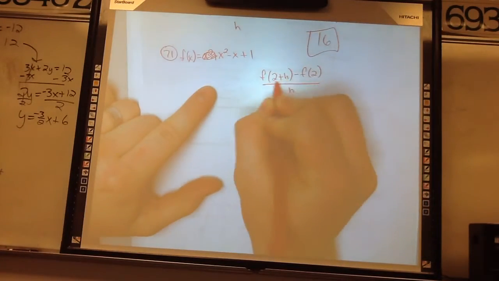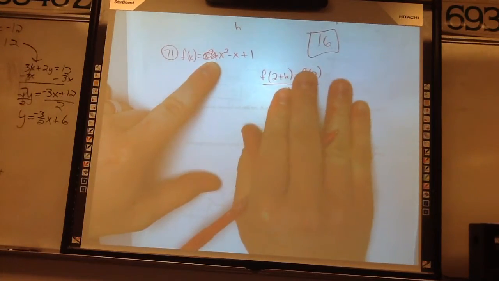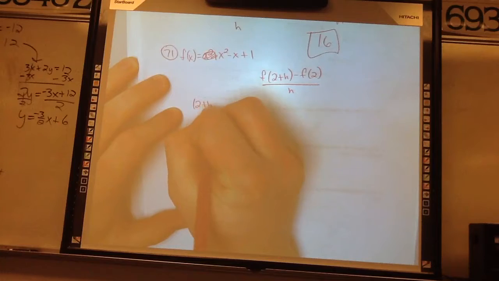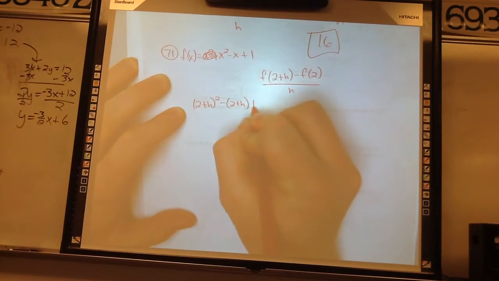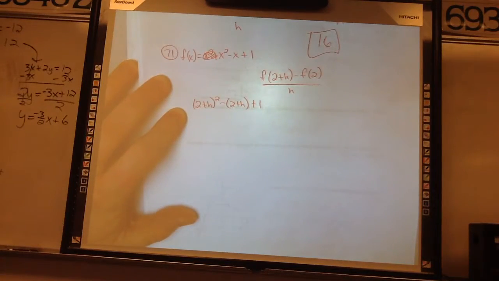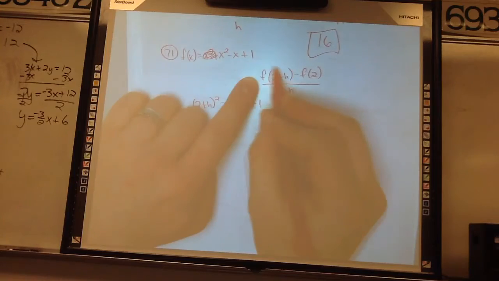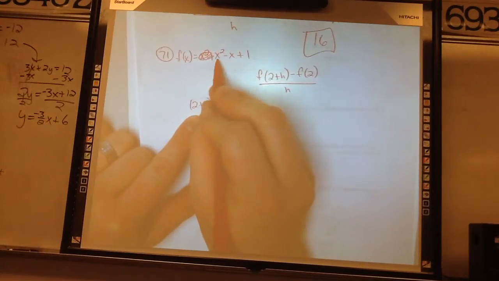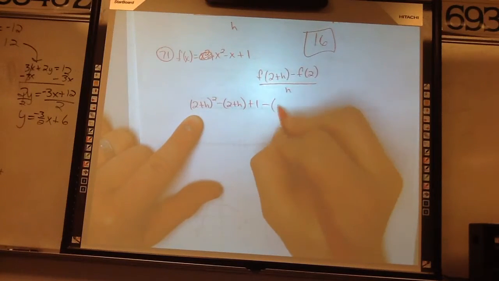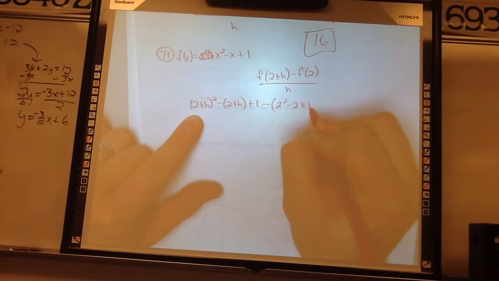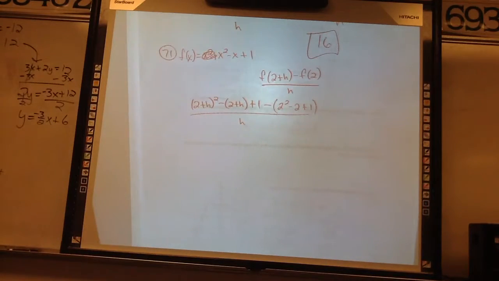Okay, so we got to plug in 2 plus h for all the x's. That's our first step. So we're going to have 2 plus h squared minus 2 plus h plus 1. And now minus. So that's this piece right here; I plugged in 2 plus h for the x's. Minus, plug in 2: 2 squared minus 2 plus 1. All over the top of h. Okay, now I have to get the 3, you wizard.